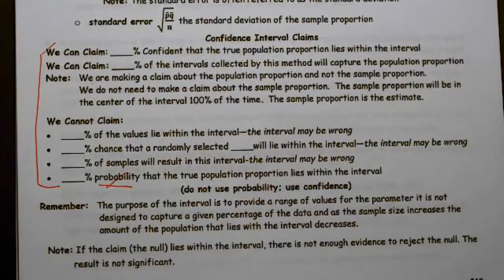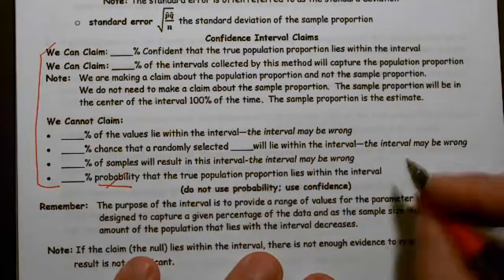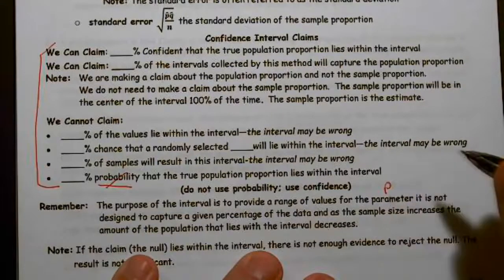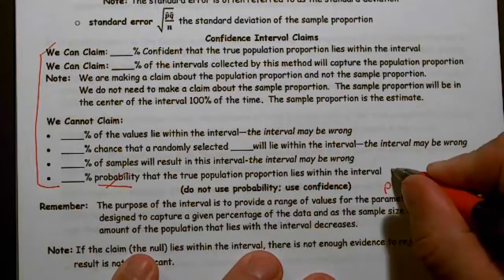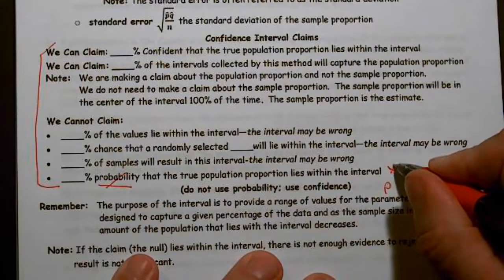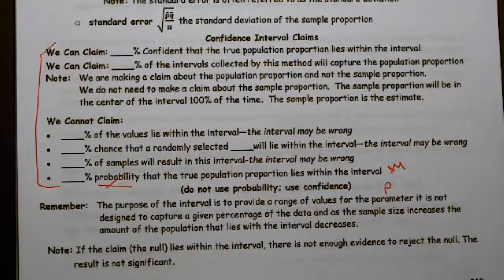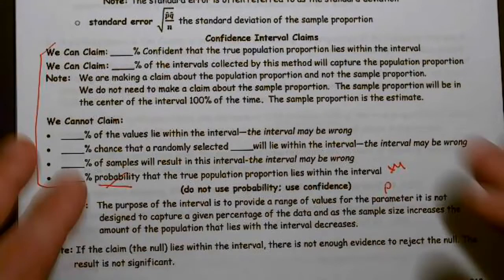All right. And again, the purpose of the interval is to provide a range of values for the parameter. In other words, we're looking to estimate, in this case, P, but prior to that, we were looking to estimate mu. We're estimating the population parameter, and we're giving a range of values.